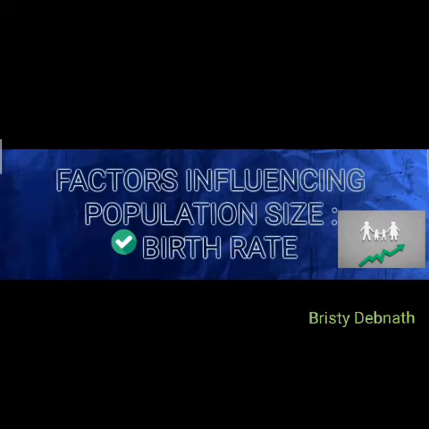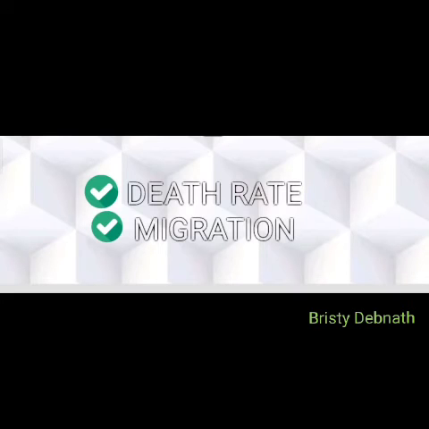The second one is death rate. Population also depends on death rate, because if the death rate increases, then population will decrease. If the death rate decreases, then population will increase. It is also calculated as the number of deaths in a particular region or place.